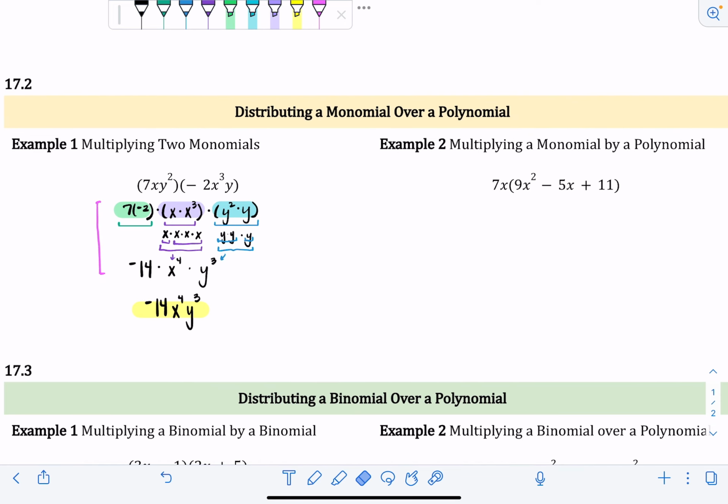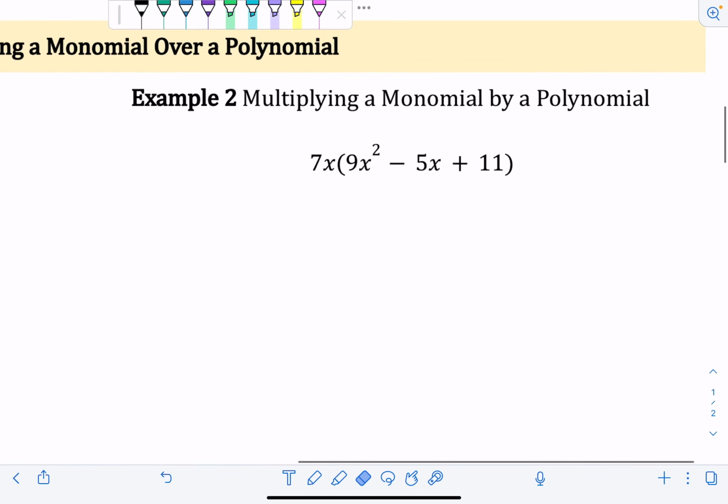Okay, for example 2, multiplying a monomial by a polynomial: 7x times 9x to the second power minus 5x plus 11. We'll treat this just like we did in 17.1, where we need to take what's in front of the parentheses and distribute it into the parentheses. This time we're going to do the entire 7x all together. I'm going to write a middle step for this example, and later on you can decide if you want to include that step in your work or do that part in your head.